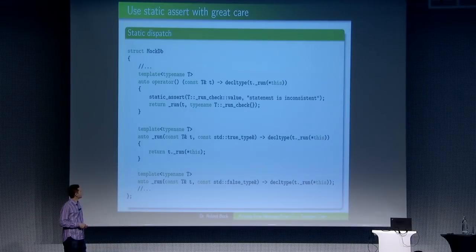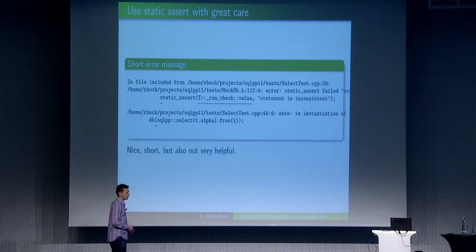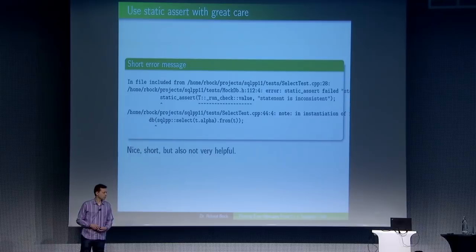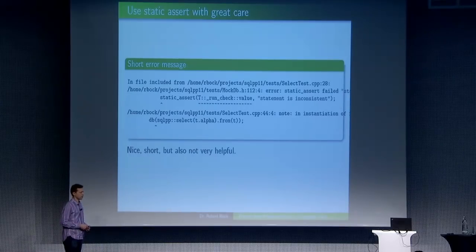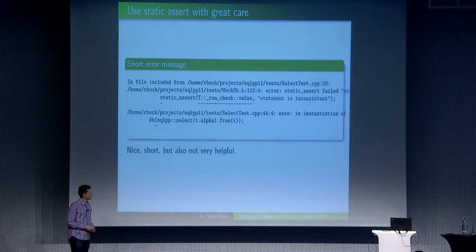All right. So if we do that, then this is our whole error message. So only basically 2 lines or 2 blocks. One is the error message that the statement is inconsistent. And the other is, all right, that is our statement that we actually used. Okay, so this is nice. It's short. But it's not very helpful, is it?